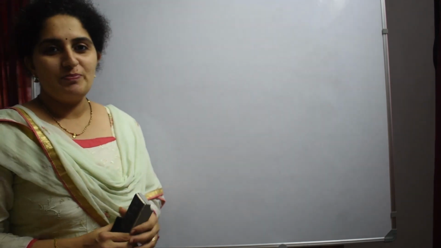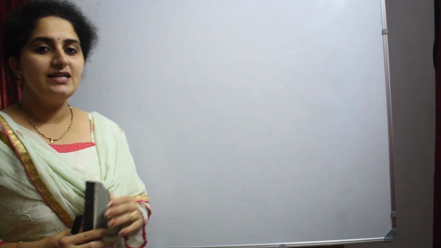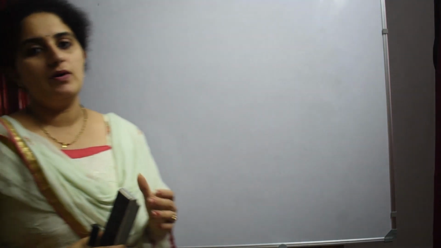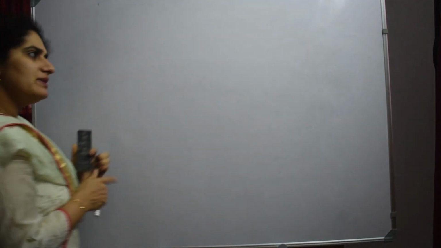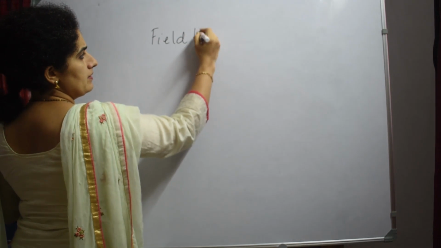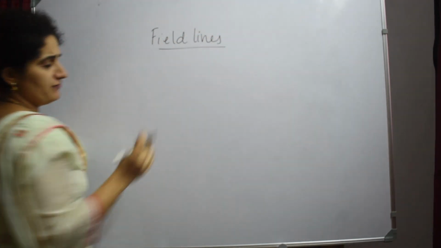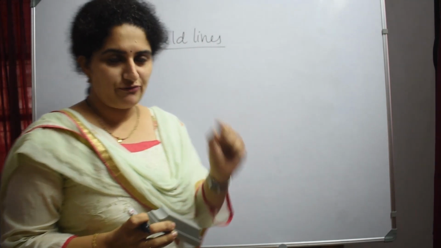We'll continue with the topic from the last class, where we discussed Coulomb's law in vector form, the electric field, and a little bit about the electric field lines. So we were dealing with the electric field lines. These are the lines which represent the strength of the electric field.